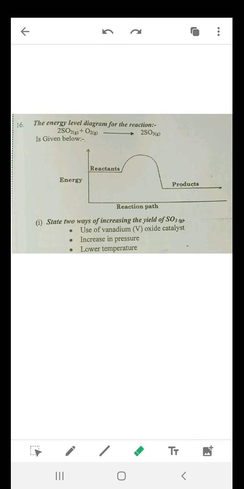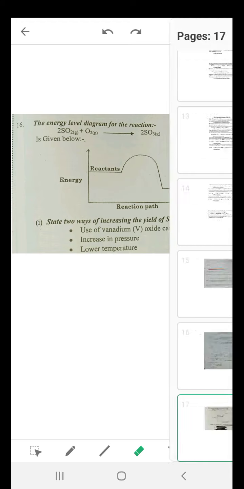So this is one of the processes we have mentioned. It uses what you call a vanadium 5 oxide catalyst. So we can use a catalyst, which is vanadium 5 oxide. We can increase the pressure, because all the species are in gaseous state. Then we can also reduce temperature, using low temperatures. So we know the optimum conditions for the contact process. This contact process, we shall also look at when we are looking at chemical equilibrium.